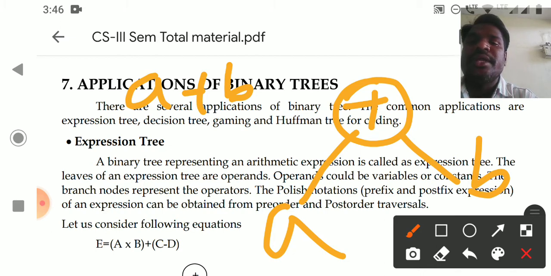Operands could be variables or constant values. The branch node represents the operator. This is a branch node. This is a branch node. So this is called an expression tree. This expression tree can be constructed by using binary trees.